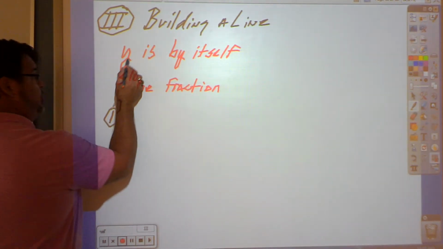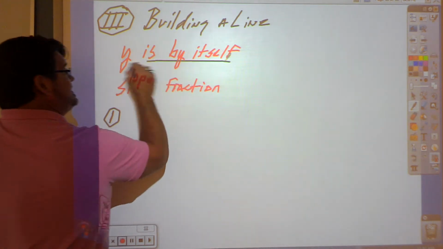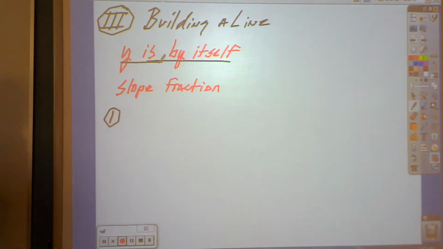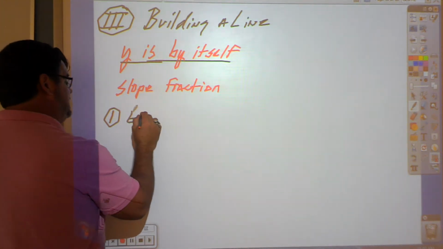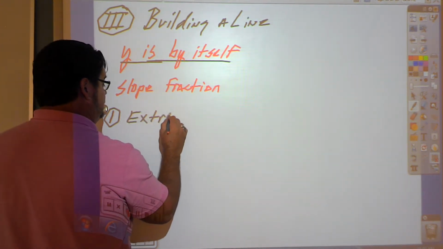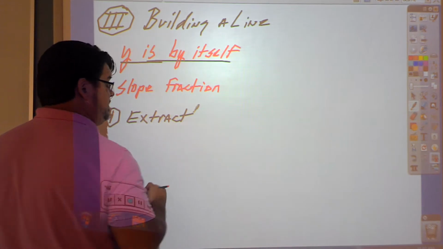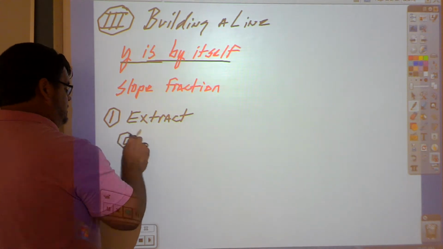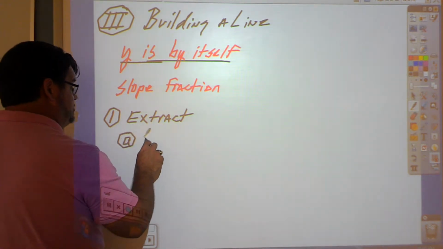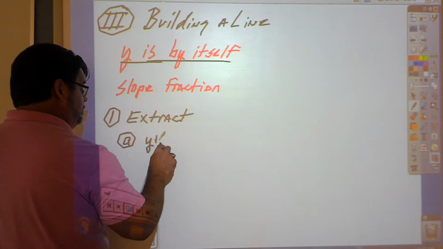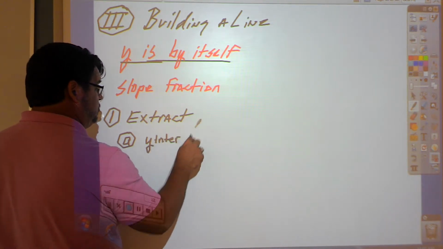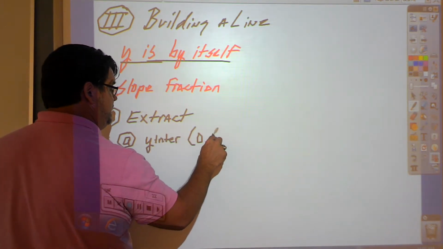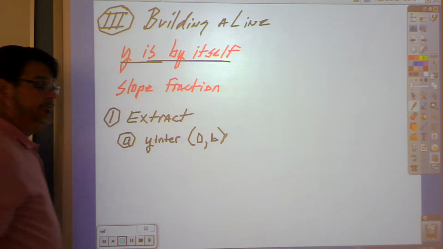Anyway, first thing you do is you extract information from your general form of a line. Because y is by what? It's by itself, so it's in the general form. So you pick out the stuff you need. 1, extract info. Extract means what? Think of a tooth. Pull out. All right? So, A, you're going to pull out the y-intercept. What is the y-intercept? Well, it's going to be 0, comma, b. Whatever b is.